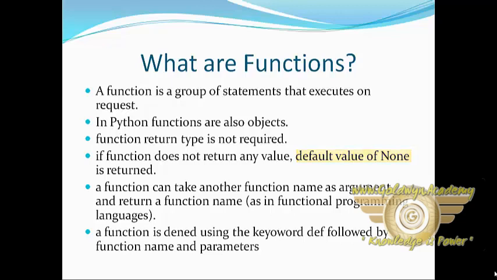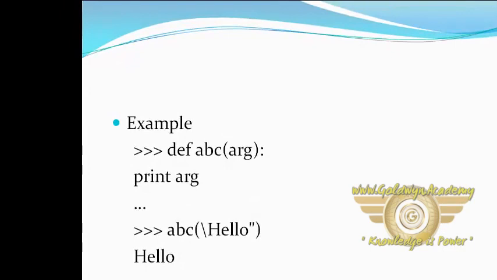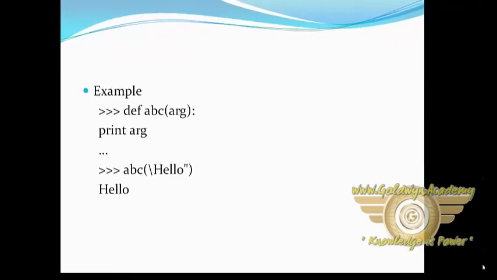A function can take another function name as an argument and return a function name, as in functional programming languages. A function is defined using the keyword def followed by the function name and parameters. Now we see an example of a function. We define a function def abc, and in the brackets we pass the argument and print the argument. We call abc with hello, so the output is hello.